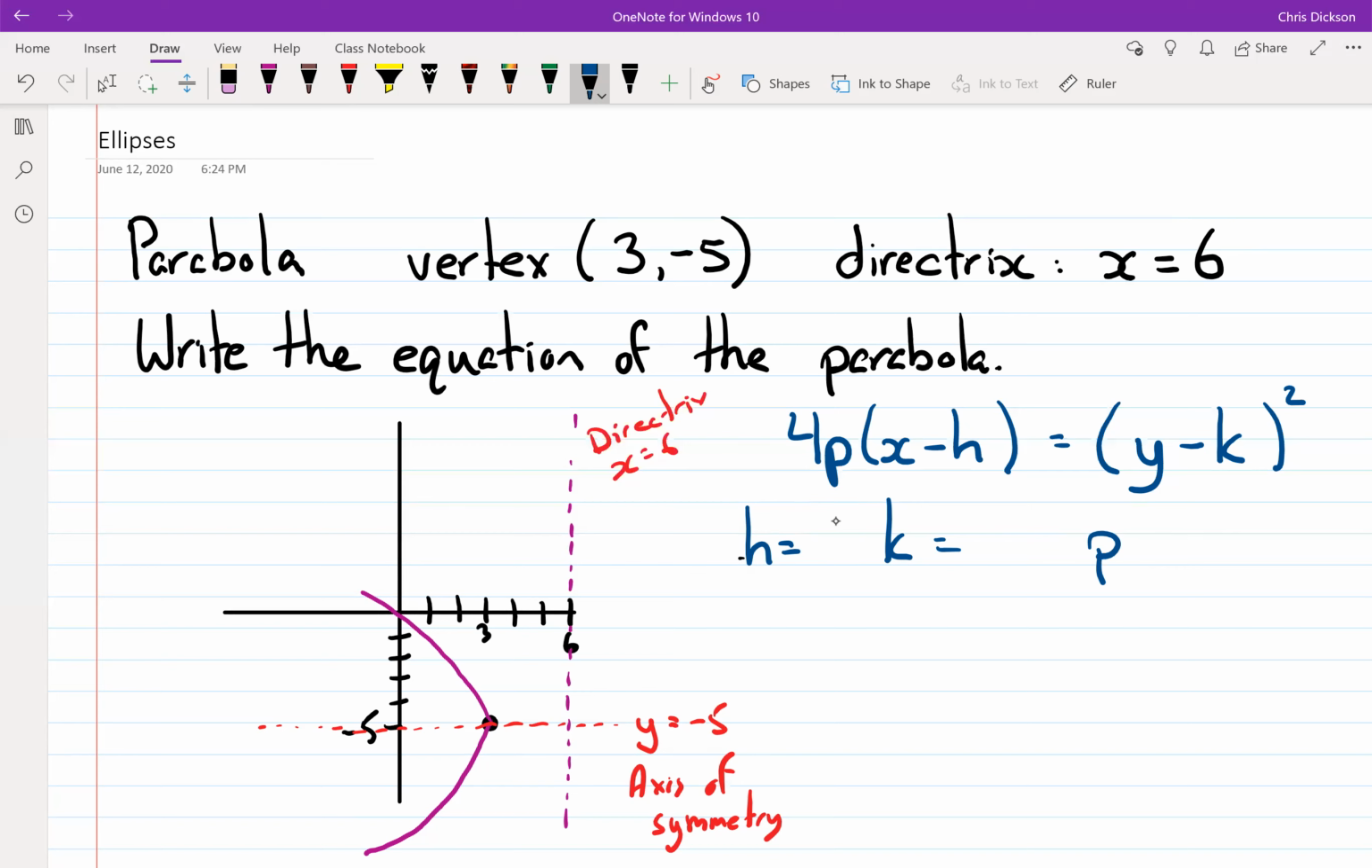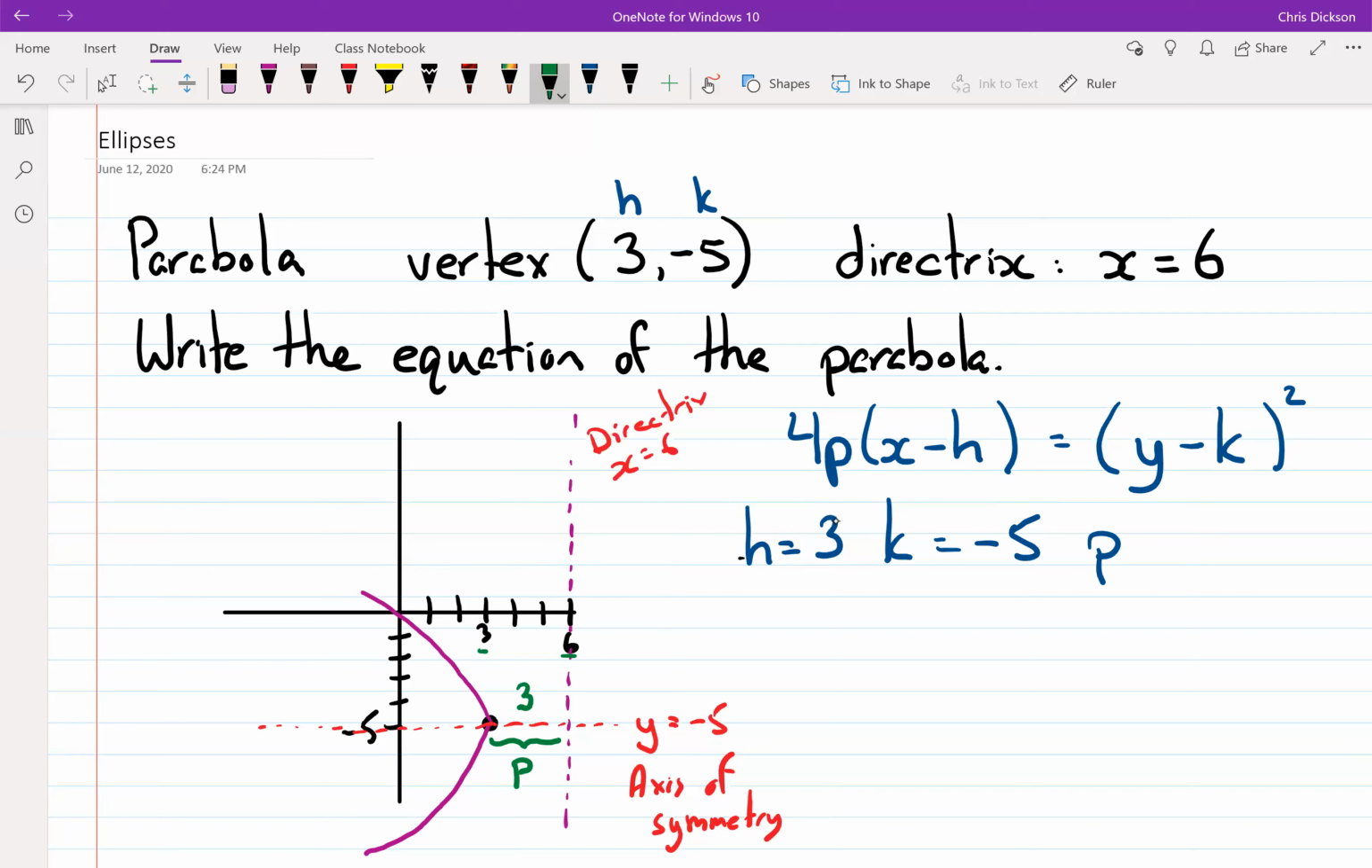So let's figure out the h and k, because they already told us the vertex. That's almost like a give me. So you know your h value is 3, and you know your k value is -5. So now you got to figure out this p value here. So how can we do that? Well, p is the distance from the focus to the vertex, or it's the distance from the vertex to the directrix. So we know that the distance from here to here, that should be p. Notice we're at 3 for the vertex and 6 for the directrix. So that's a distance of 3.